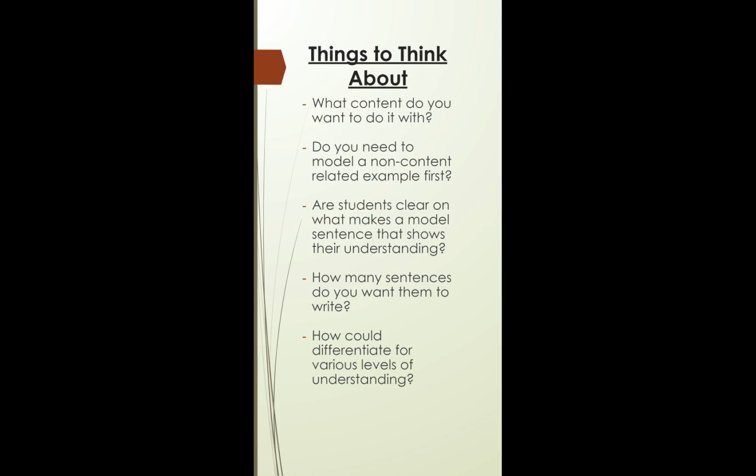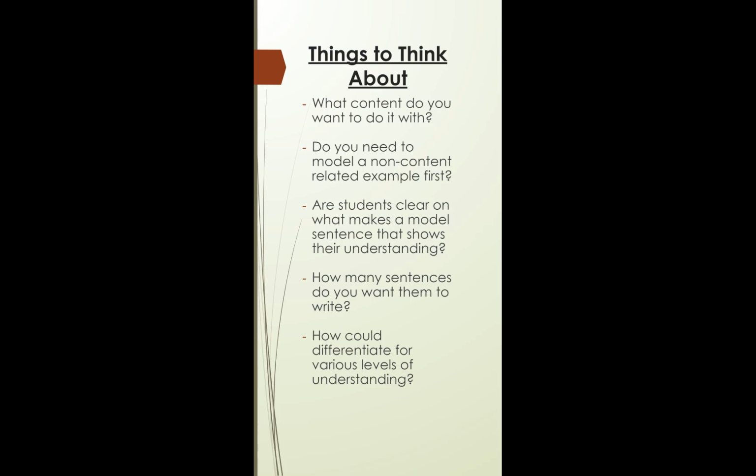So as a teacher, you need to think about what content you want to do it with. Do you need to actually model a non-content related example first, depending on your students' readiness levels? Are students clear on what makes a model sentence? I always give the example of my teacher told me to write a sentence about X, Y, and Z, and students think it's hilarious, but it lets them know that that is an unacceptable sentence, right? And then how many sentences you want. Sometimes you can do 3 sentences instead of 1, so they'll have to make 3 separate tic-tac-toe lines.